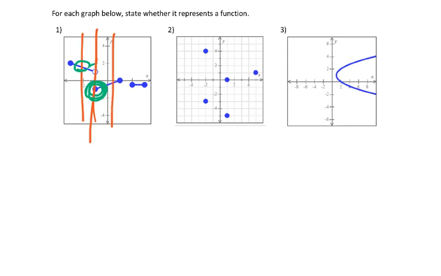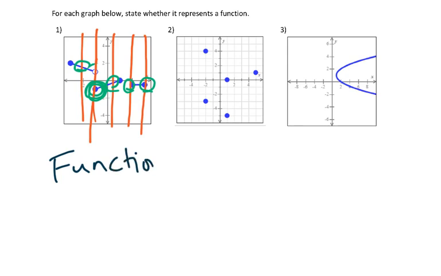I'm going to draw a couple other vertical lines in a couple other places, and let's just make sure it touches the graph in one spot. That's good. Touches in one spot, touches in one spot. So for this first graph here, we can say this is a function because it passes the vertical line test.